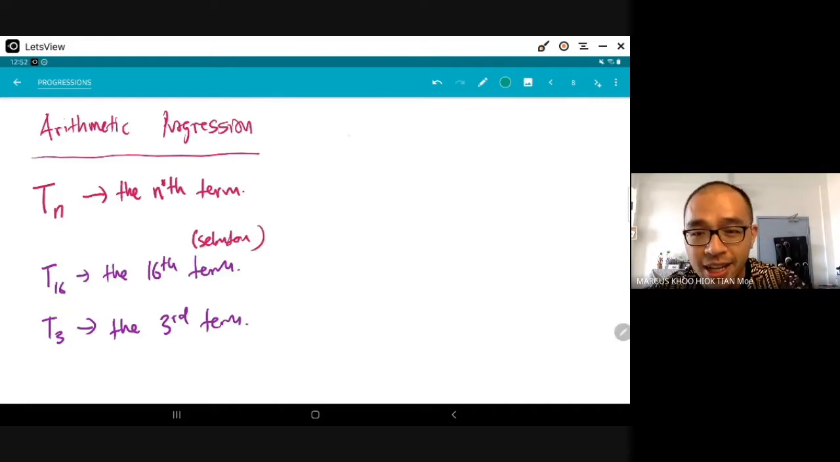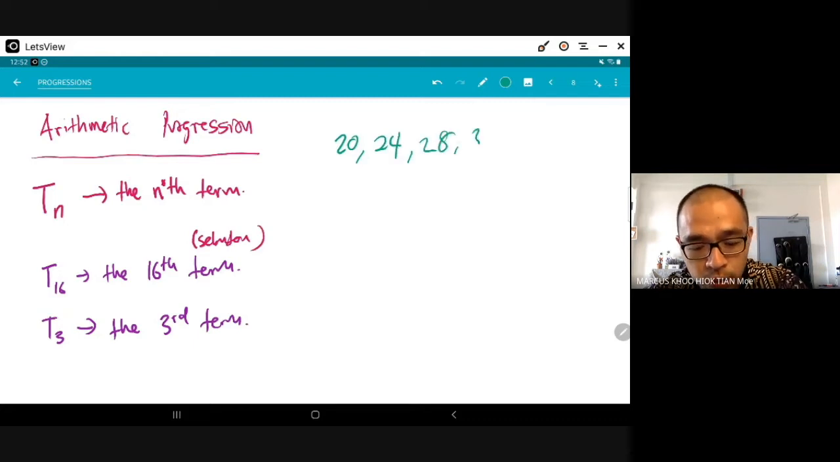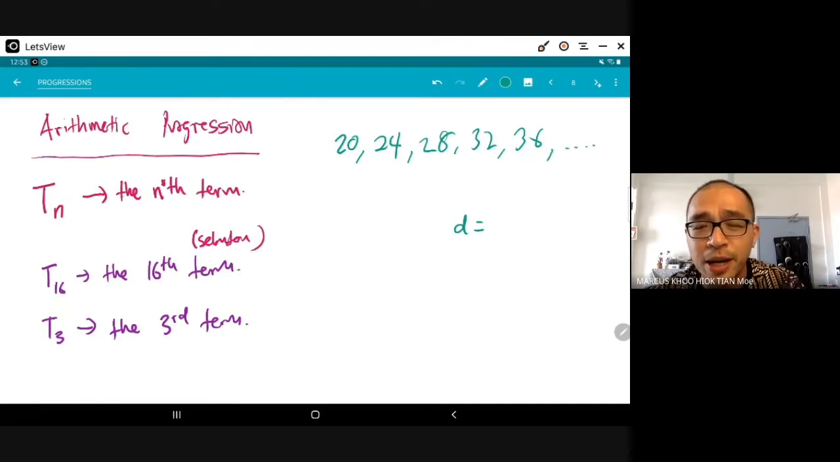Okay, good. Sophia was late. 20, 24, 28, 32, 36. Can you give me the D, please? What is the pattern? Adriana was first. Is D 4 or negative 4? Is it positive or negative? So it's plus 4. This is our arithmetic progression, where D is plus 4.